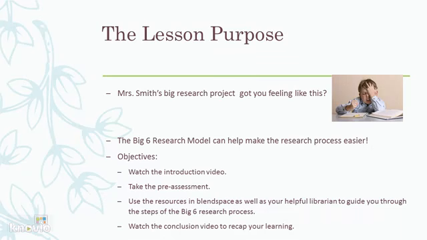I understand that your reading teacher, Mrs. Smith, gave you a big research project, and I know that some of you are feeling like the boy in the picture. Research can be very frustrating, and it can be an overwhelming process. So we're going to look at the Big Six model today, which can help make the research process easier.